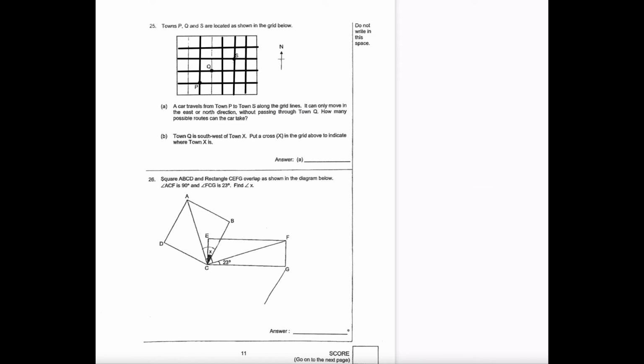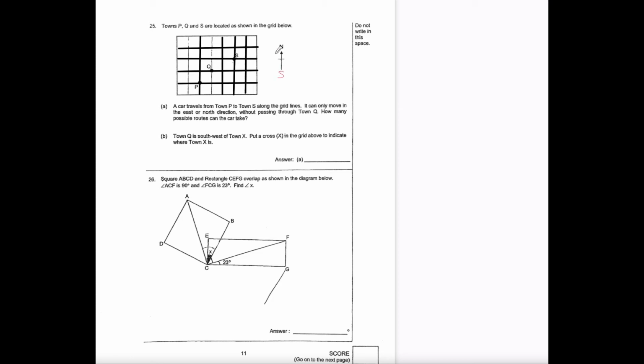I think so far, that's enough. So anyway, let's continue with our question. A car travels from town P to S along the grid lines. It can only move in either east or north direction. So let me complete this part. So east and north, I'll complete this.